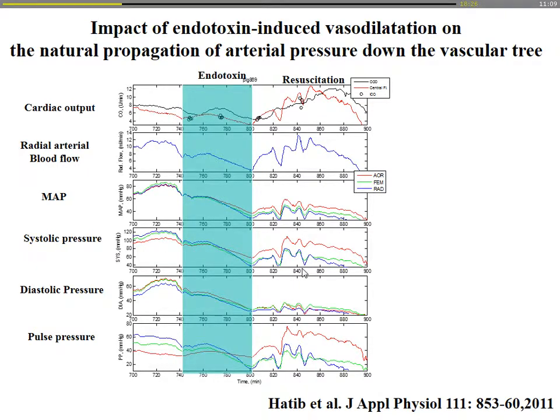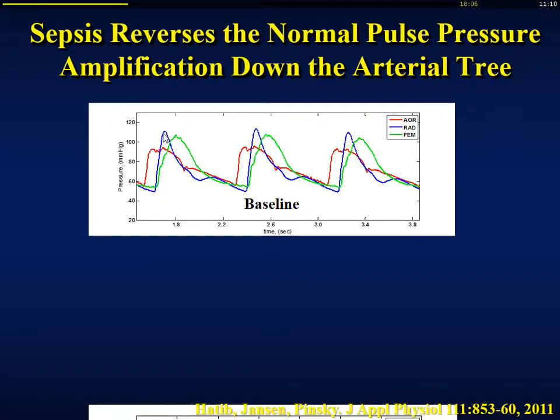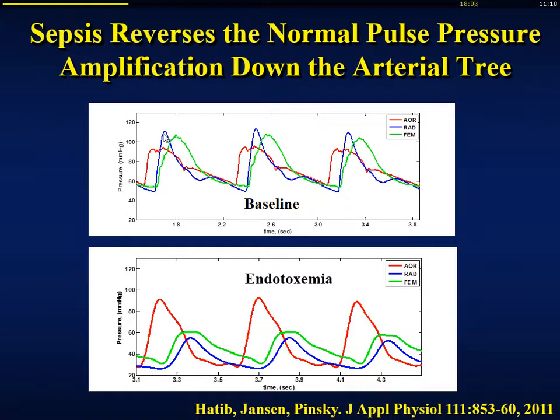But look at what happens in endotoxic shock when you have profound peripheral vasodilation. You totally reverse that. Your aortic pressure becomes higher and your radial artery systolic pressure falls. And you can actually see that in this picture. Here is the baseline. Aorta has a lower systolic pressure, radial higher, and in sepsis it's the other way around.